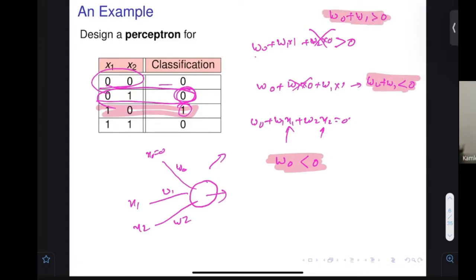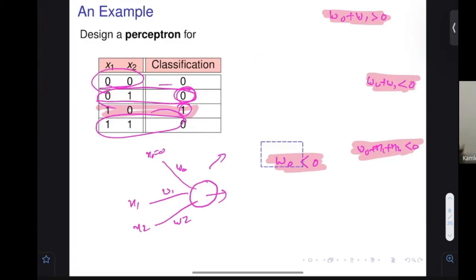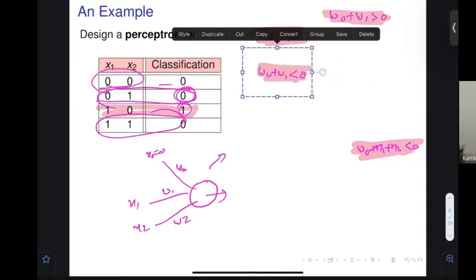Okay, and from the final fourth one, what is the fourth equation? With 1, 1, if you put it into this particular equation, you get w0 plus w1 plus w2 is less than 0. Am I right? These are the four equations you can create out of this particular equation. So if you create these four equations, let me remove everything else and put it in this way. Can you give me some values so that this is satisfied?